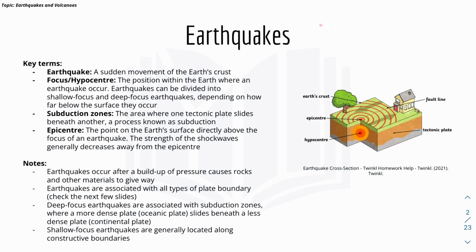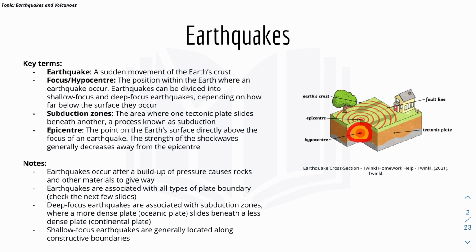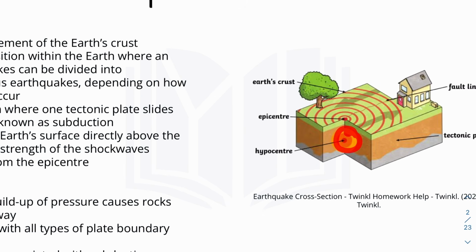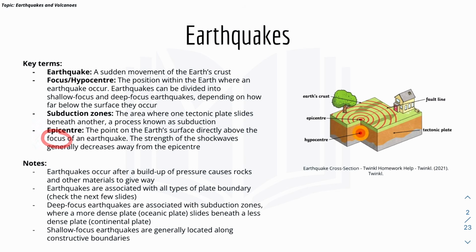Starting with earthquakes. So here are some key terms for earthquakes. As we know, an earthquake is a sudden movement of the Earth's crust, and the focus is a position within the Earth where an earthquake occurs. So here we have a diagram right here. We have the hypocenter or the focus, which is right here, and this point is where the earthquake occurs, right? And directly above this point is called the epicenter. So the epicenter is a point on the Earth's surface directly above the focus of an earthquake, or the hypocenter of an earthquake.